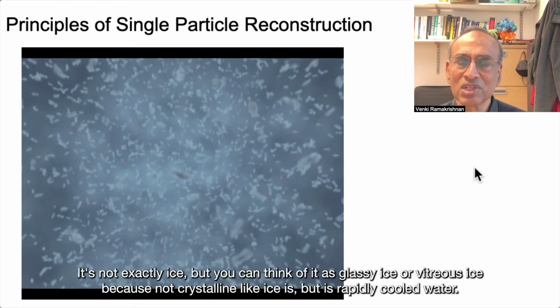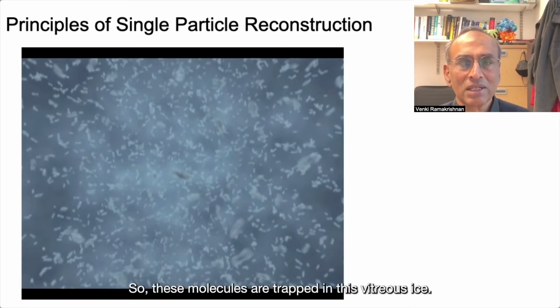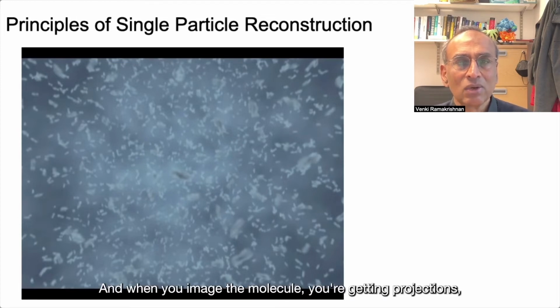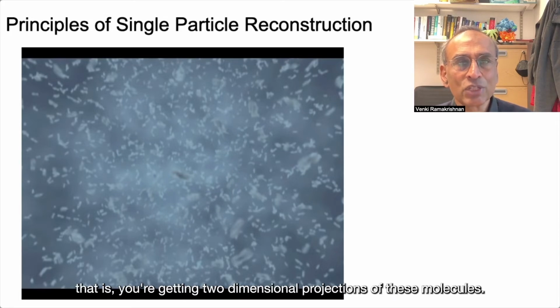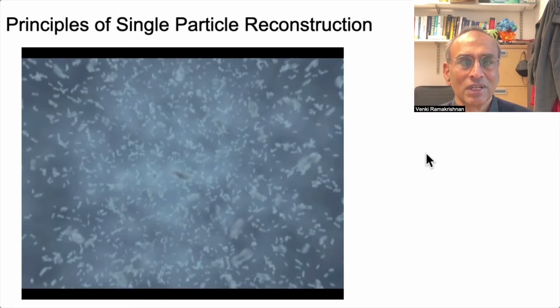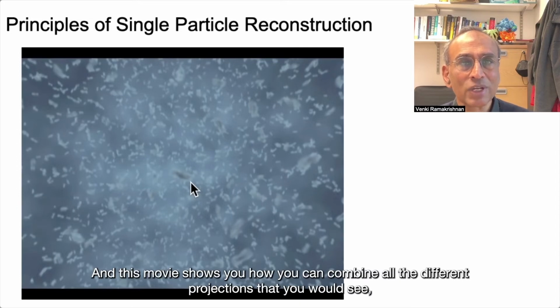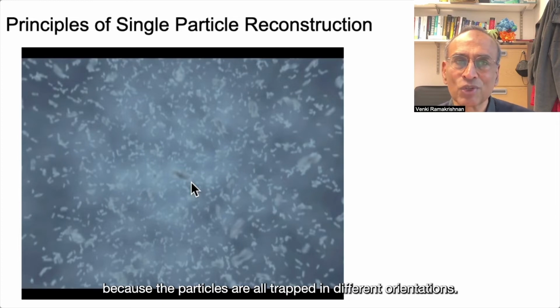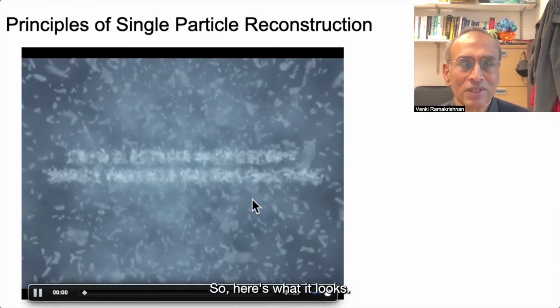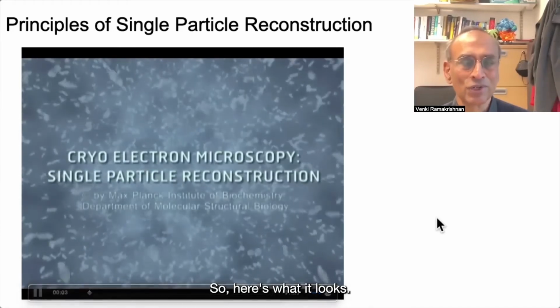It's not exactly ice, but you can think of it as glassy ice or vitreous ice, because it's not crystalline like ice is, but it's rapidly cooled water. And so these molecules are trapped in this vitreous ice. And when you image the molecule, you're getting projections. That is, you're getting two-dimensional projections of these molecules. And this movie shows you how you can combine all the different projections that you would see, because the particles are all trapped in different orientations. So here's what it looks like.